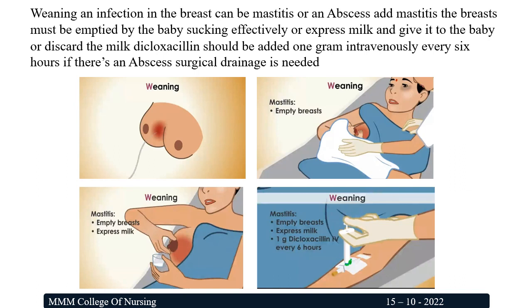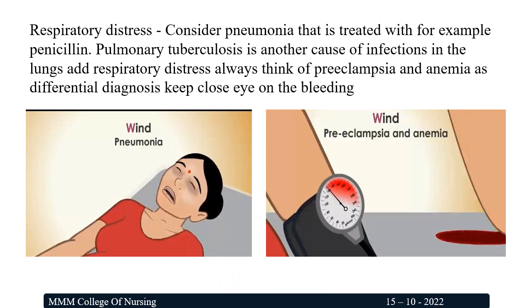And so in case of mastitis, what should you do? You should empty the breast. Either put the baby on the breast to suck the milk completely, otherwise you express the milk and discard it, or keep it in the refrigerator to feed the infant. And if there is mastitis, you have to express the milk, okay, and 1 gram of dicloxacillin IV every 6 hours should be prescribed for the woman. And if there is any abscess, you have to advise surgical drainage of the abscess. So that is about the weaning.